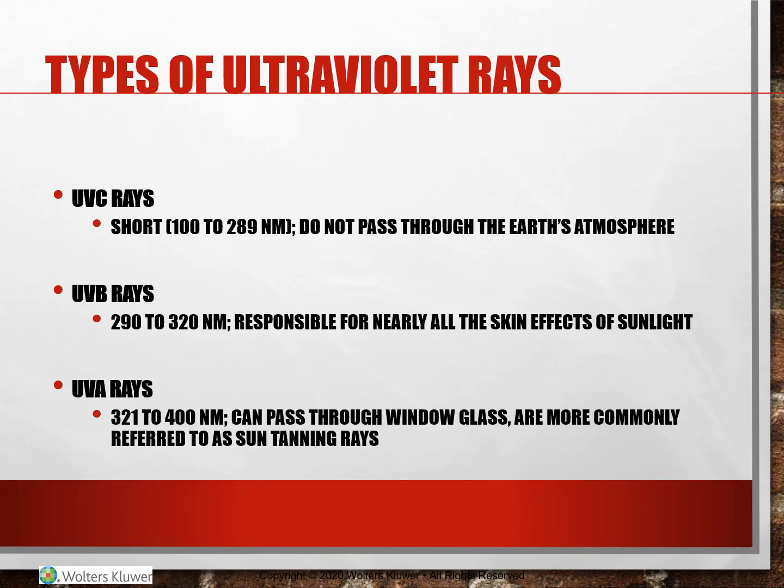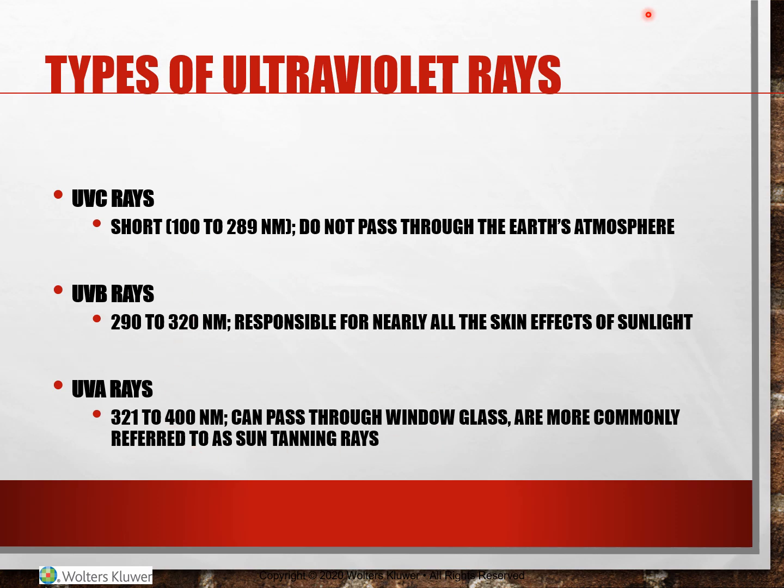And we're going to move on to talk about some of the skin conditions that are caused by exposure to the sun or to ultraviolet light. So we're going to start with discussing the different types of ultraviolet light. There's UVC rays. These are really short ultraviolet rays that don't really pass through the Earth's atmosphere. So these are not as clinically significant as far as skin conditions as UVB and UVA rays.